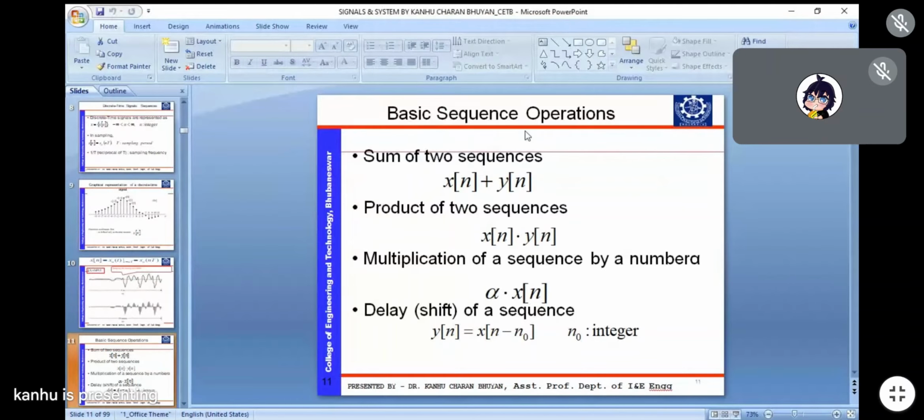From the basic sequence operations, there are typical ones: delay, and multiplication. Sum of two sequences, xn plus yn.